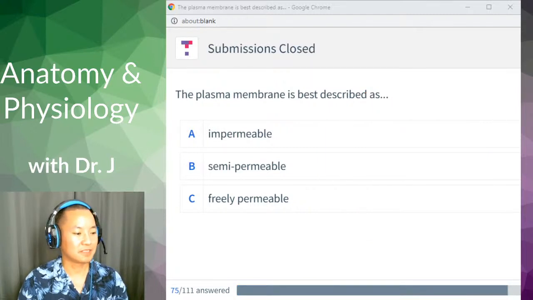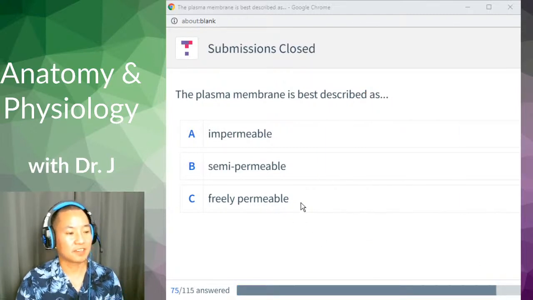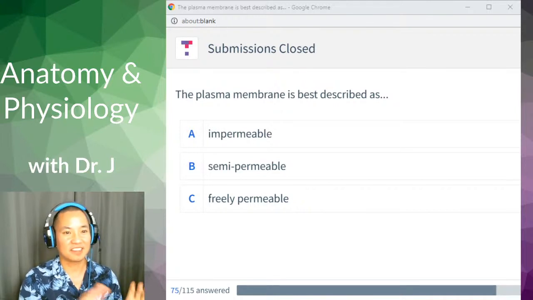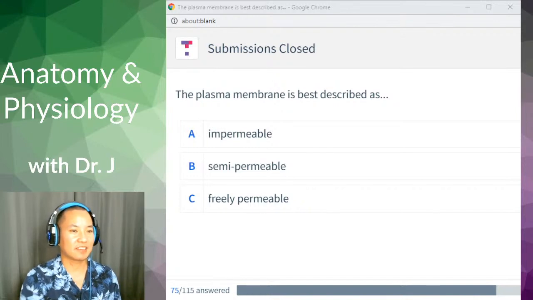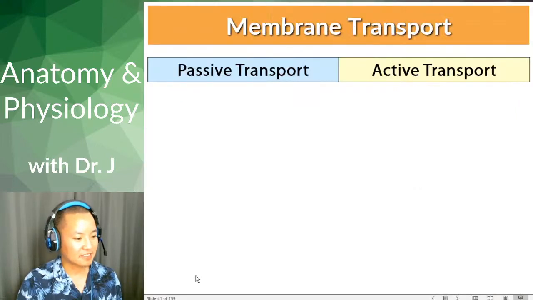All right, let's see how everyone did. Yes, most of you are correct. It is semi-permeable. Why? Because without the addition of ion channels or glucose transporters, things like glucose and ions, with just the plain plasma membrane and no other proteins helping them get across, have a hard time passing through. But water can freely pass across the plasma membrane, along with oxygen, carbon dioxide, and ethanol. All right, so back to our lecture.